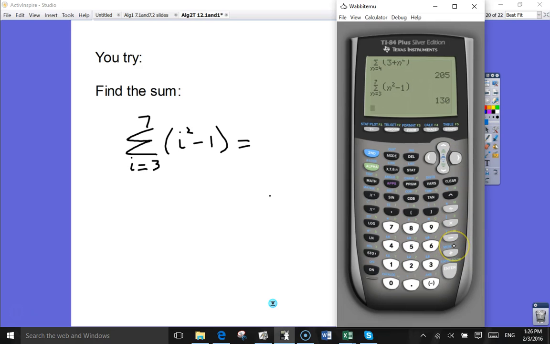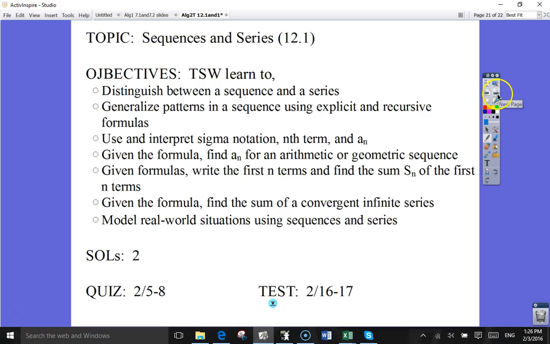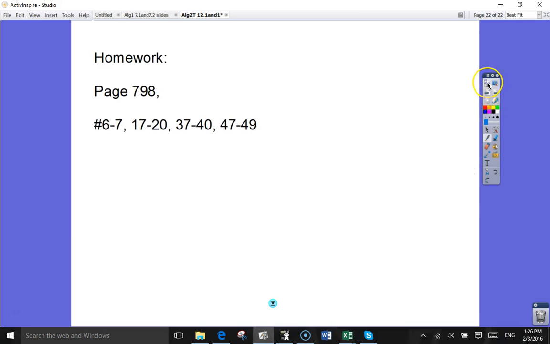Enter. 130. So we all get 130? Anybody need help with that? Just seeing how to do that? Okay. So this one was 130. And that's it. Those are the basics of sequences and series. And that's the homework.